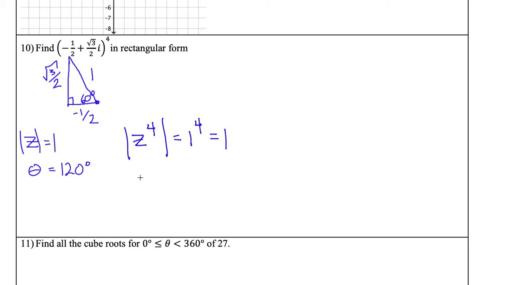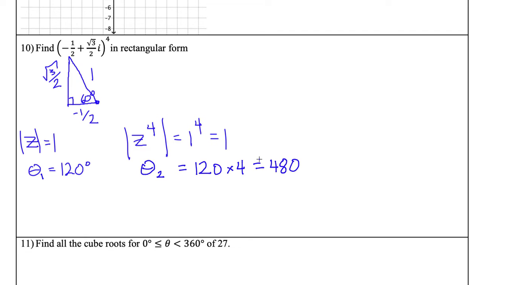Where'd you get 4? That's the power we want. All right, and then from there, if this was my original theta, I'll call that theta 1. My theta 2, after I take it to the power of 4, is going to be what? 120 times 4. What is 120 times 4? It's 480.